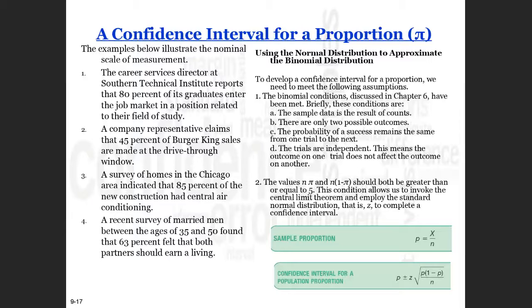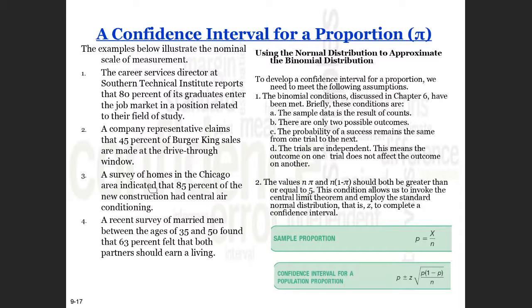So the examples below illustrate the nominal scale of measurement. A career service director at Southern Technical Institute reports that 80% of his graduates enter the job market in a position related to their field of study. Here's your proportion, 80%. That's where you're going to use a confidence interval. Example 2, a company representative claims that 45% of Burger King sales are made at the drive-through window. Here's the percentage. When you see the percentage, you know that we're talking about a proportion problem.